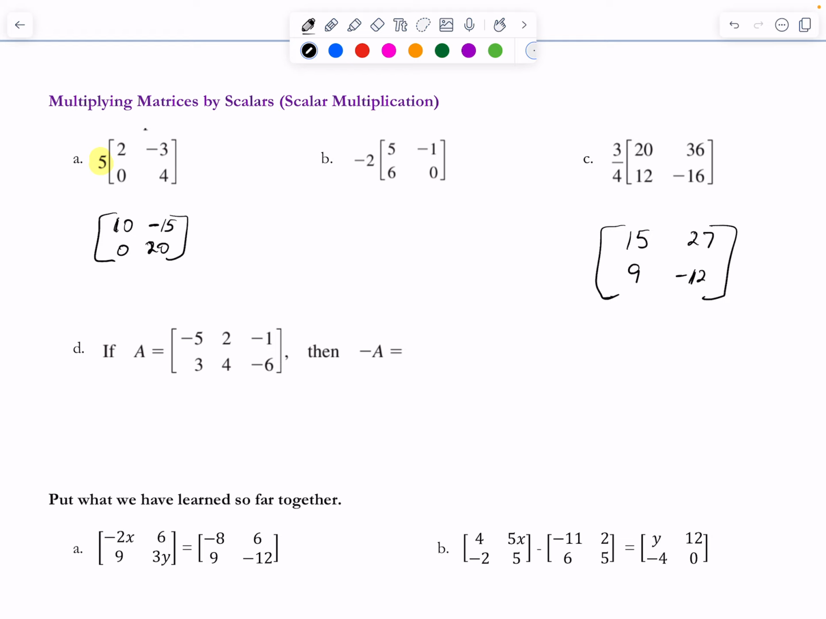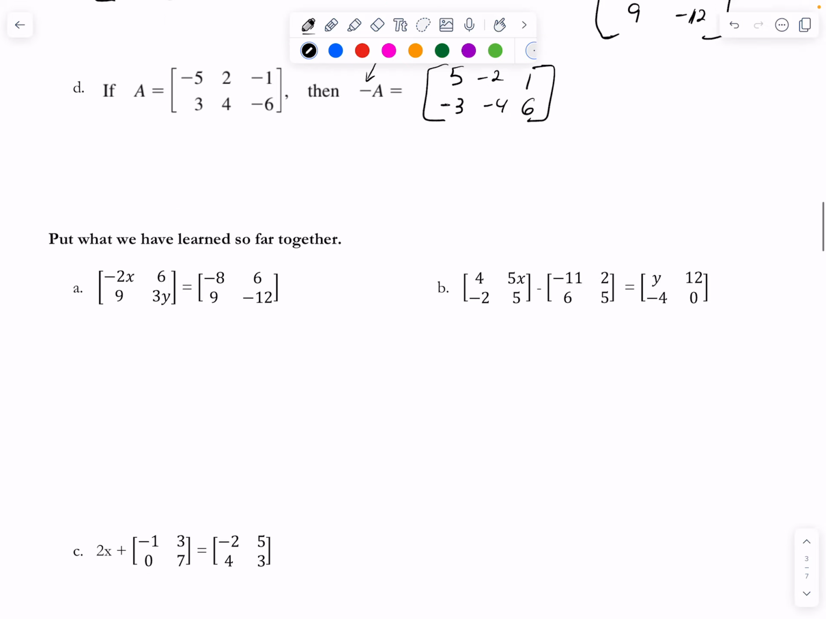All right, now part D throws that negative sign in front of matrix A. All that means is you're going to take every single element in matrix A and make it the opposite, or multiply by a -1. So all 6 values will become the opposite. So just be ready for that when you do some subtraction.